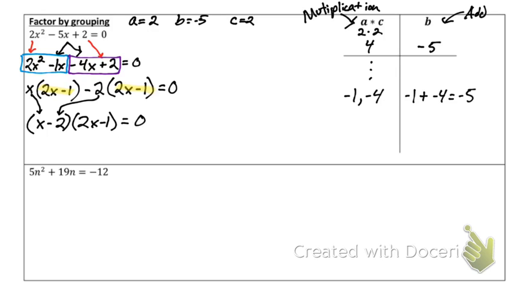Well, now we actually have to come up with our solution. So either that x minus 2 equals 0, in which case x would equal 2, or this 2x minus 1 equals 0, which would be adding 1 and dividing by 2, so our x would equal 1/2. And those are our zeros: x equals 1/2 and x equals 2. Questions on any one of those steps?